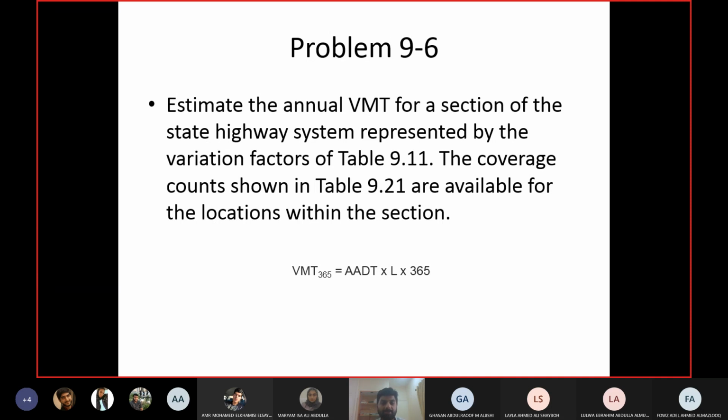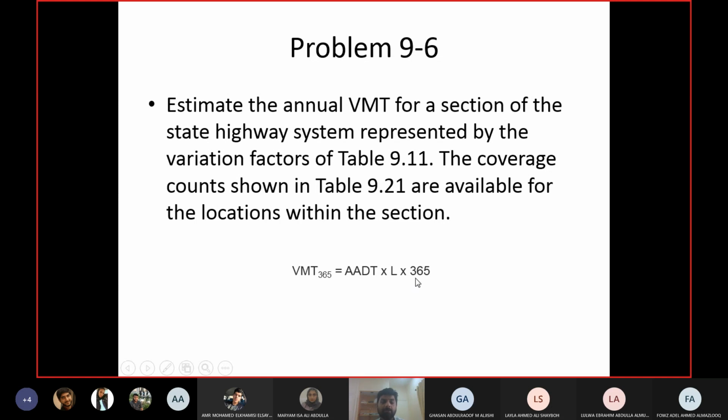So if you want VMT, vehicle miles traveled, or vehicle kilometers traveled if you are measuring the length in kilometers, it can be calculated using AADT. AADT multiplied by length will give you average vehicle miles traveled, but it is still for 1 day. AADT times L is vehicle miles traveled for 1 day, and then you multiply with 365, and you will get vehicle miles traveled for the entire 365 days of the year. So you can do that as well using AADT.